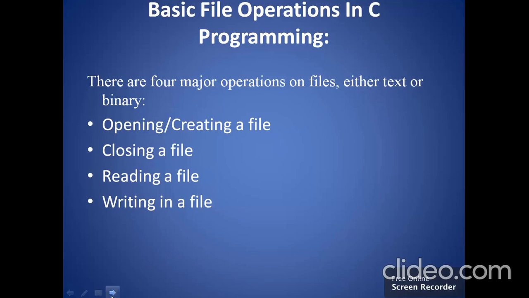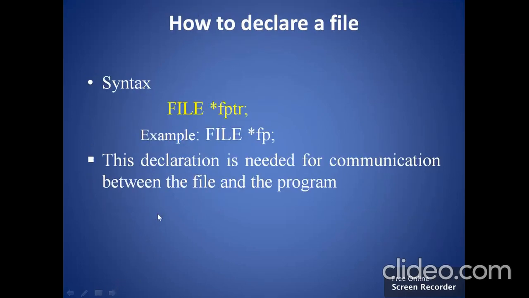Before going to the basic operations of a file, at first we will see how to declare a file. For declaring a file, we have to follow a particular syntax. That is FILE *fptr; Here FILE is the data structure. The data structure of a file is defined as FILE in the standard input-output library. Therefore, all files should be declared as type FILE before they are used. Then after FILE, we have *fptr.